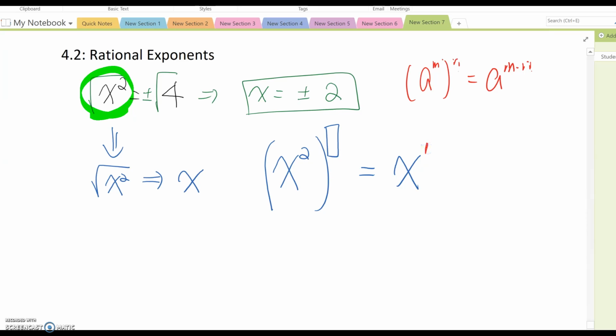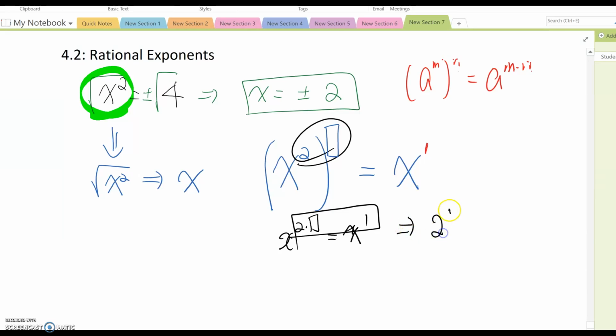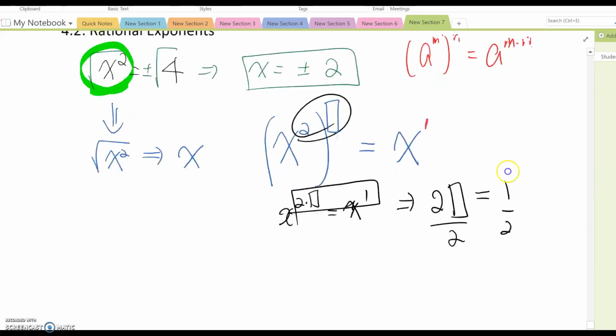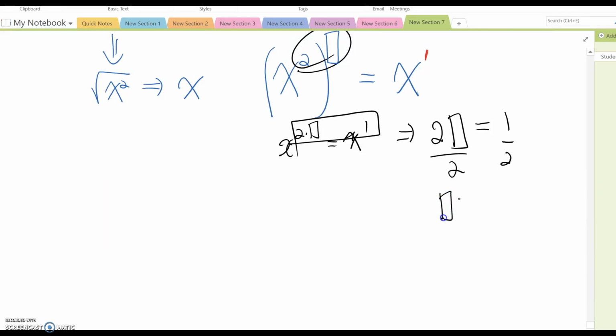Okay. So then we can make this: x to the 2 times, I don't know what this is, must be equal to x to the 1 power here. So we take out only this exponent because the bases are already the same. Then 2 times this unknown value must be equal to 1. Then you divide by 2. So this unknown value becomes 1 over 2.